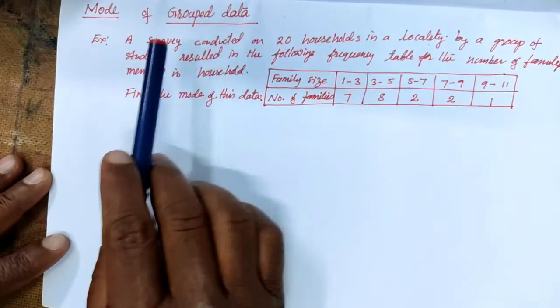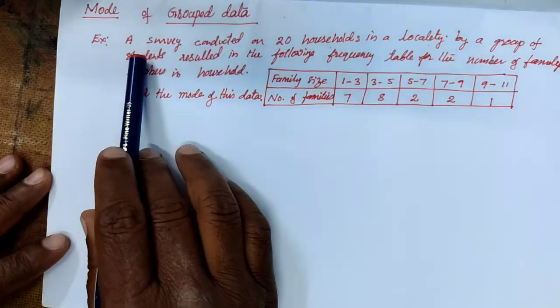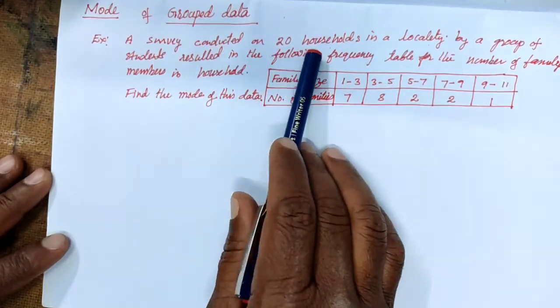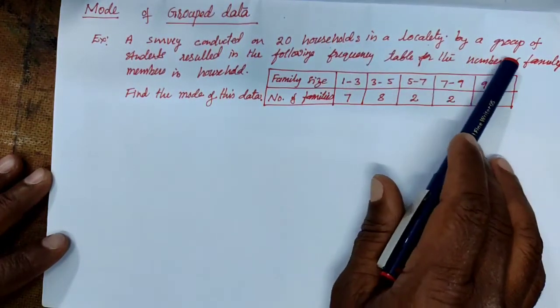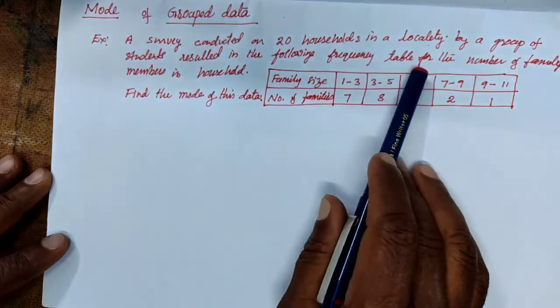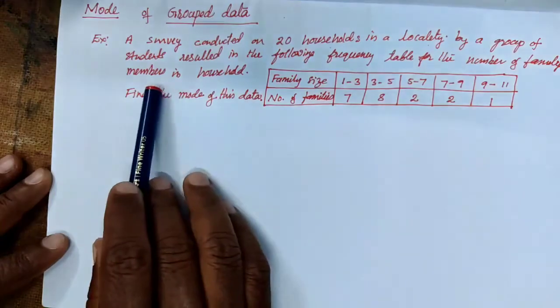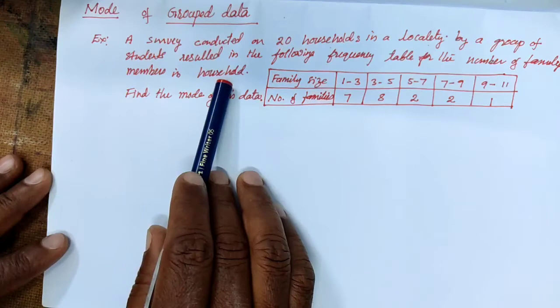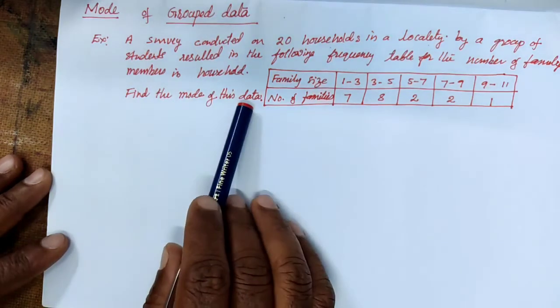Mode of grouped data. Example: a survey conducted on 20 households in a locality by a group of students resulted in the following frequency table for the number of family members in a household. Find the mode of this data.